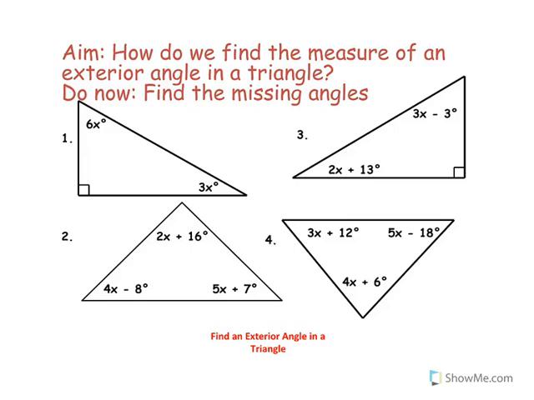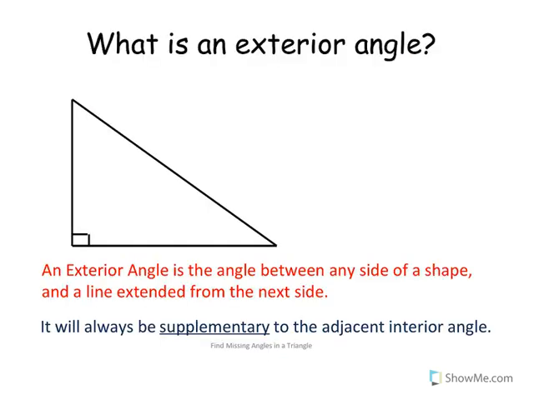All right, good morning. So at our last session, we talked about finding interior angles in a triangle. And today we're going to take that a little bit further. We're going to talk about finding what's called an exterior angle in a triangle. So the first thing that we're going to have to do is talk about what an exterior angle is. So an exterior angle, as you can see here, is the angle between the side of a shape and a line extended to the next side.